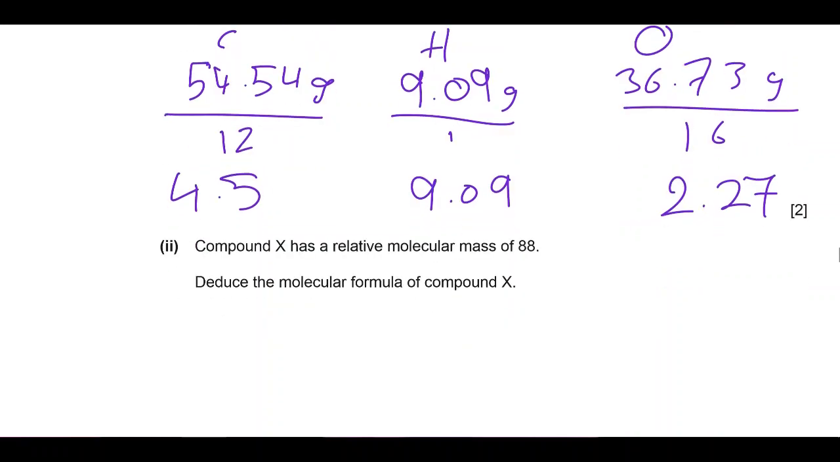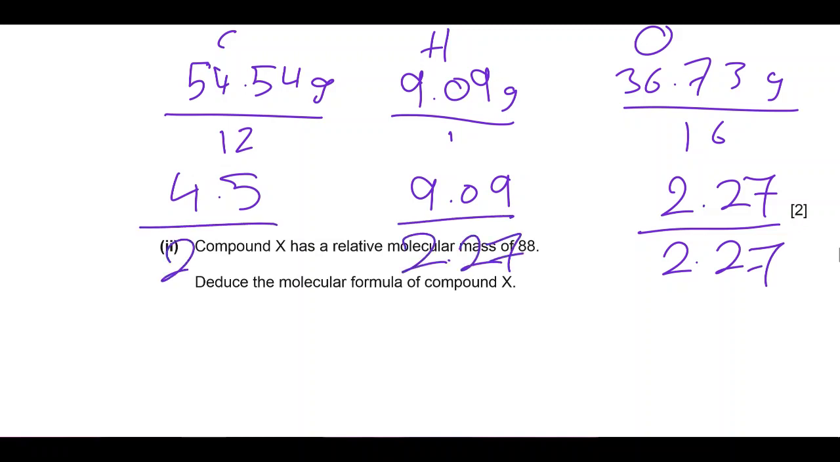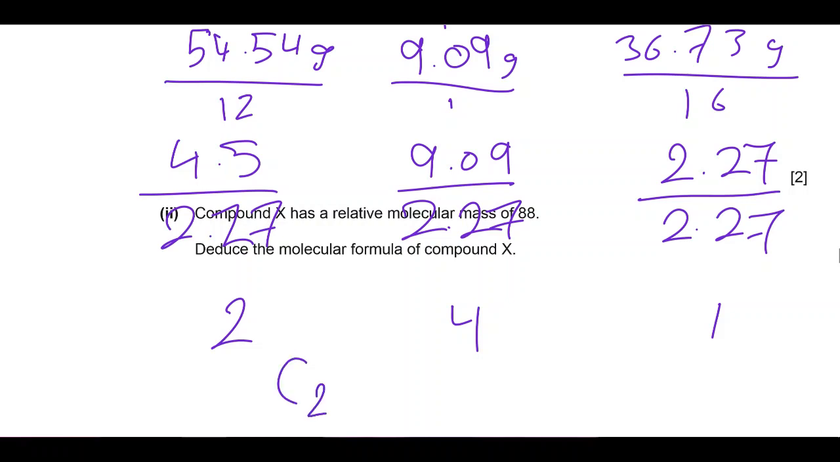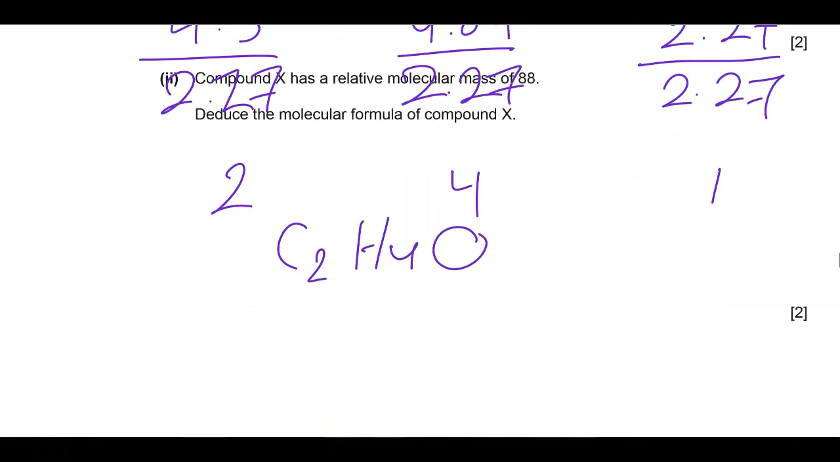Then you will divide these numbers of moles over the smallest number, which is 2.27. This one will give you 1, this one will give you 4, and this one will give you exactly 2. So your compound contains 2 carbon, 4 hydrogen and 1 oxygen. So this is the empirical formula.